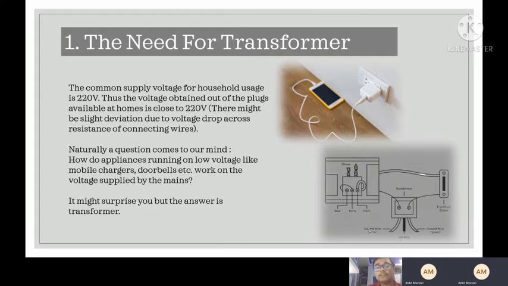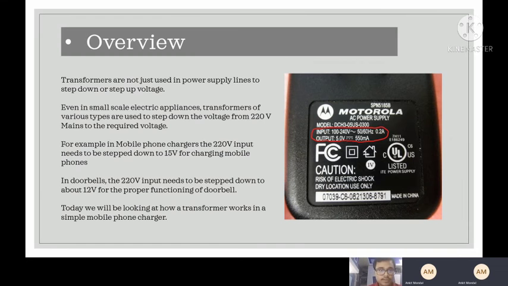In fact, if you think about it, the input mains is at 220 volts. And the devices we use, like the LED lights, doorbells, mobile phones while charging, require a much smaller voltage in the 5 to 10 volt range. But how is this 220 volt input being converted into 5 volt? Well, the answer is simple: a transformer is being used.